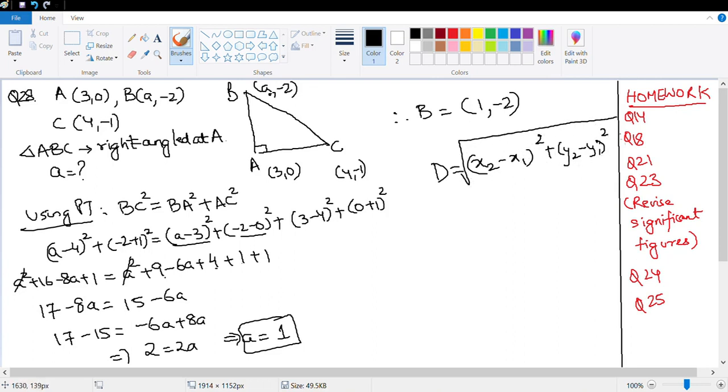Homework: questions 14, 18, 21, 23, 24 and 25. In question 23, they say give the answer correct up to 3 significant figures. So I would request you to revise what we've learned in grade 7 about significant figures.